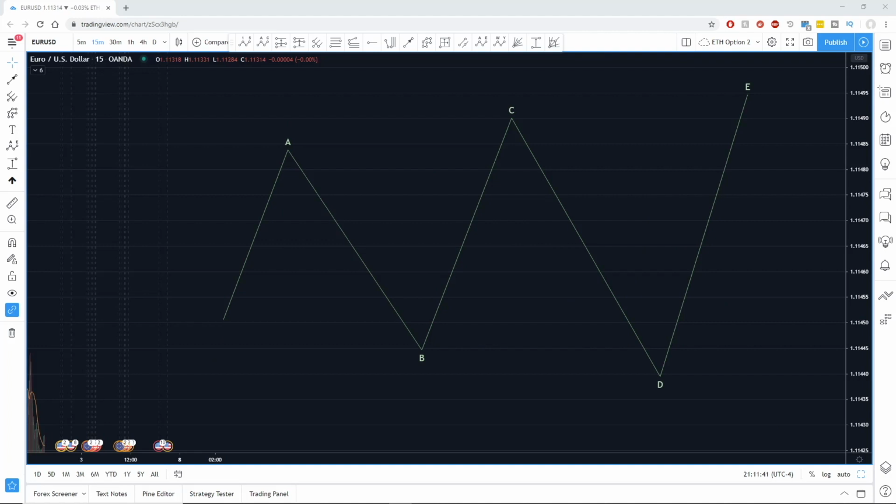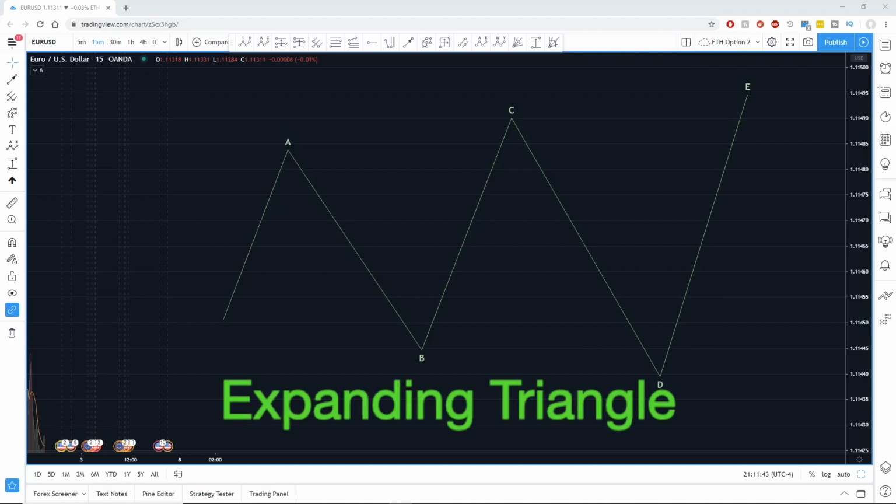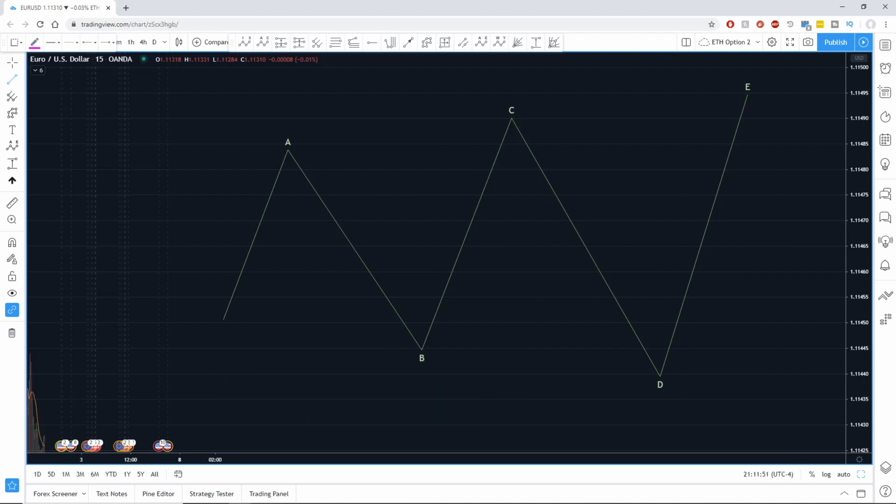Our third and final type of triangle is known as an expanding triangle. Now, basically, if you followed the last two, this is the only possibility left. The line from the A to the C and the line from the B to the D are expanding away from each other. No matter how far we drew these lines, the width between them would forever increase. They would never cross each other.